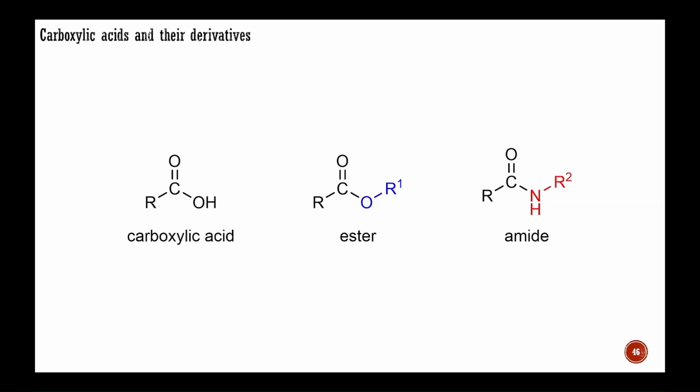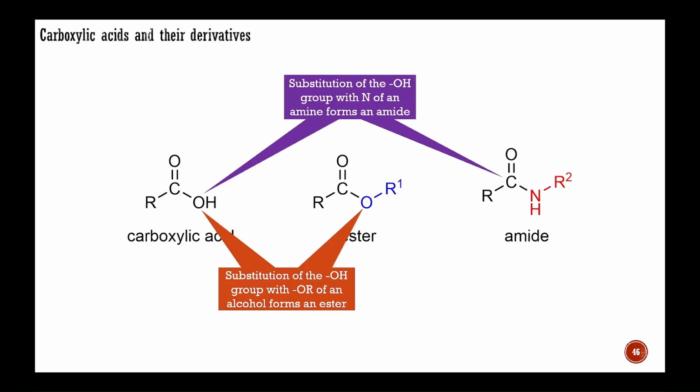The most important reaction type in this family is substitution, allowing the conversion of one member into another. For instance, substitution of the hydroxyl group with the alkoxide of an alcohol forms an ester, while substitution of the hydroxyl group with the nitrogen of an amine forms an amide. Here, we will only focus on the chemistry of carboxylic acids. The chemical behavior and properties of esters and amides will be examined in the lectures on lipids and proteins, respectively.